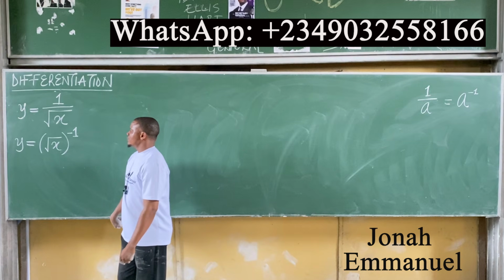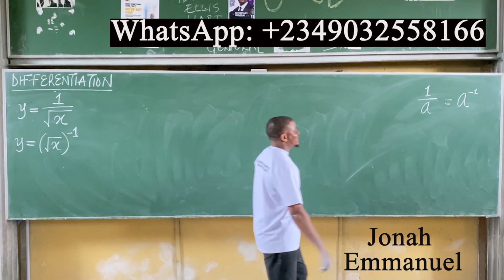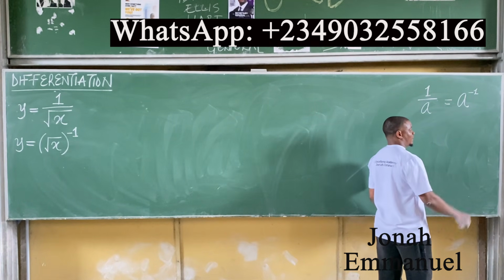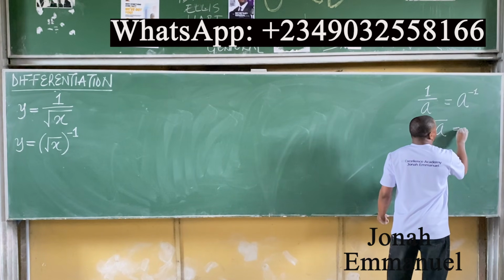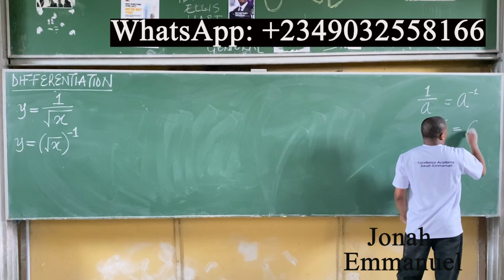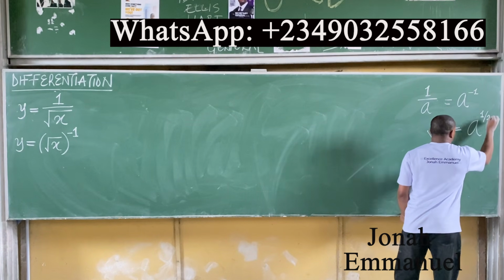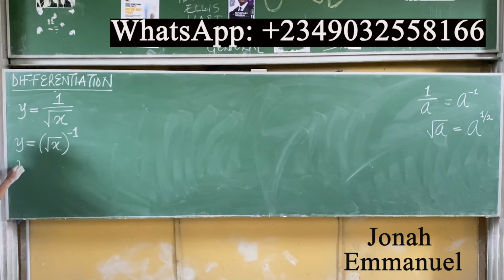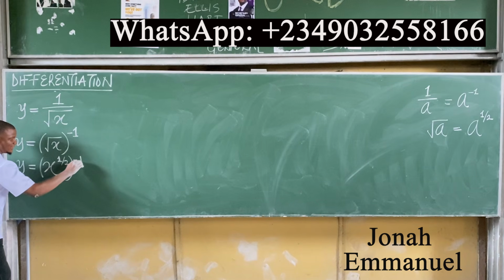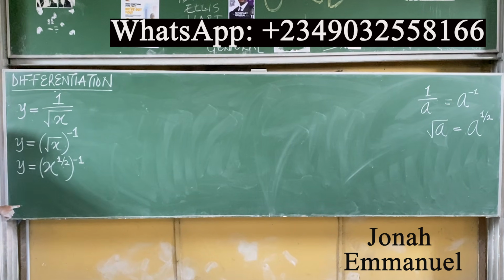First step. What's the second step? Recalling from the concept of surds, root a is the same as a to the power 1 over 2. In essence, this will be equal to y equals x to the power 1 over 2, all in bracket, which is the same thing as root x all to the power minus 1. Okay? What next?